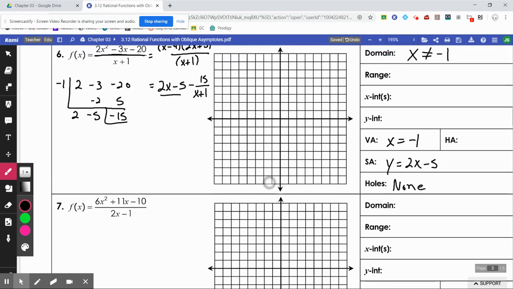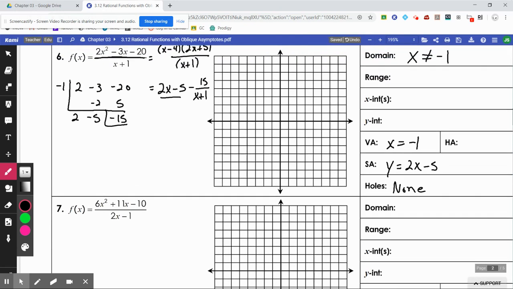So let's go ahead and graph those. And a reminder, we can graph this in slope-intercept form. Slope's 2, y-intercept's negative 5. So 1, 2, 3, 4, 5. Change colors here.